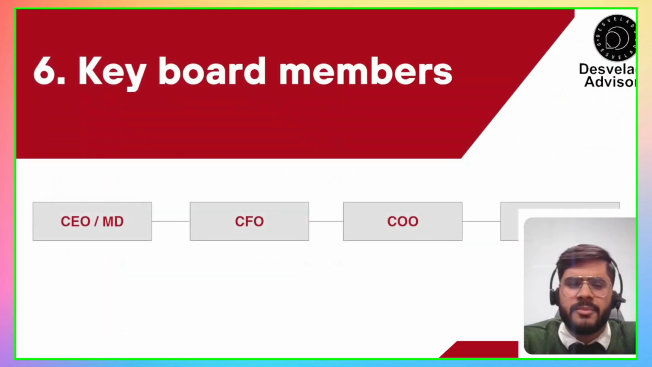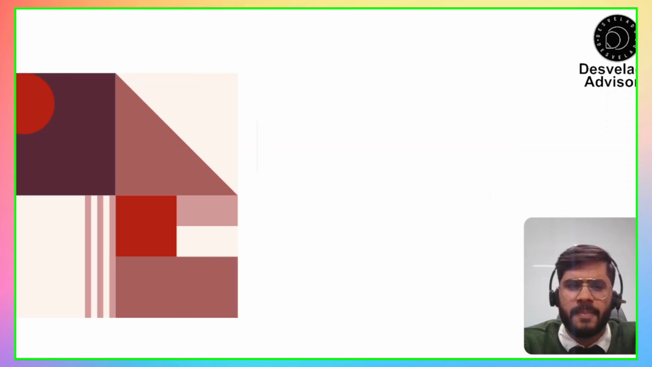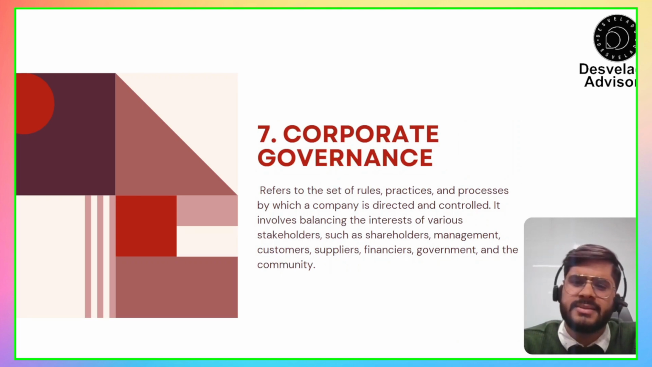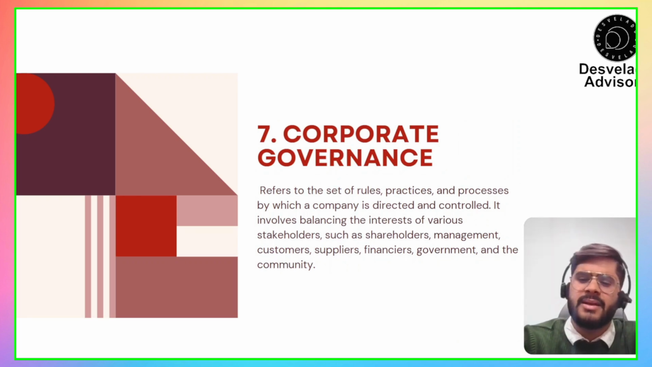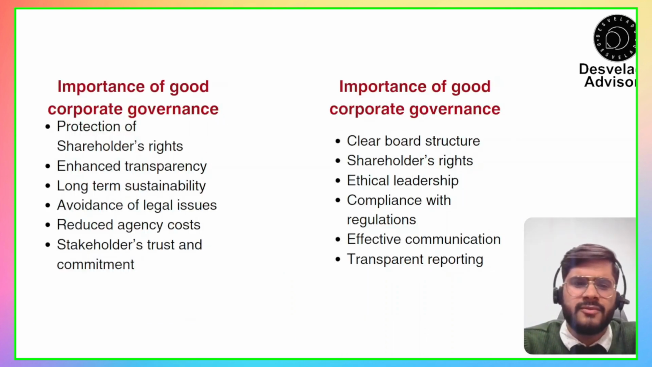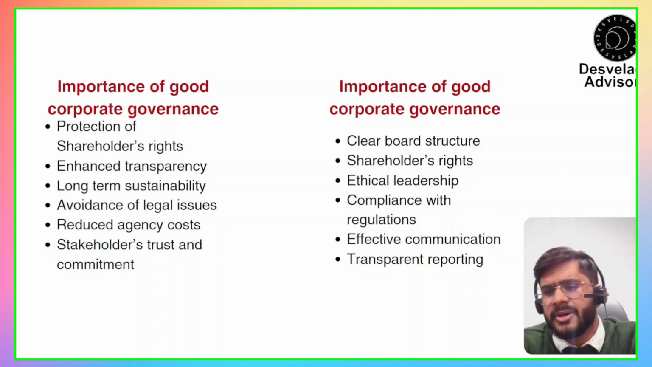And now the key board members of the companies are CEO, MD, CFO, Chief Operating Officer, Chief Technical Officer. So these four are the big heads of the board of organization. And now corporate governance, which is basically a set of rules and practices by which a company is directed and controlled internally. And now we can see the importance of good corporate governance. It protects the shareholders' rights, enhances transparency, long-term sustainability, and it builds stakeholders' trust and commitment.